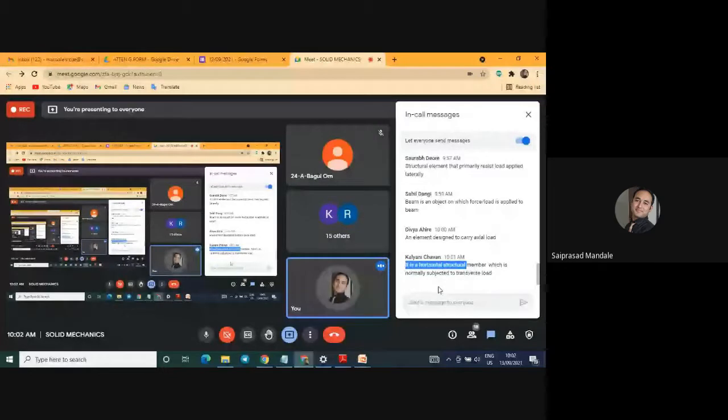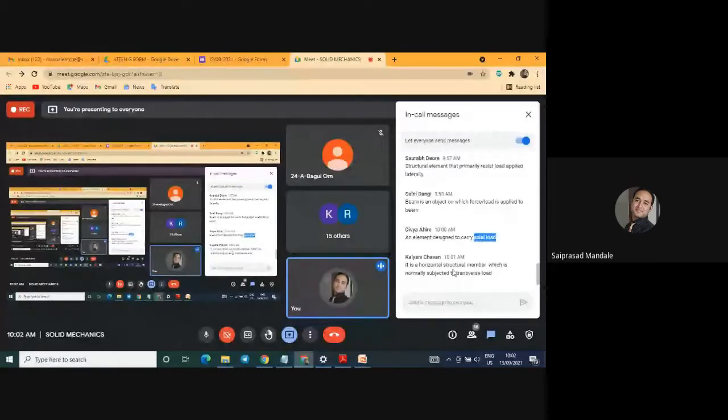Divya has said something like it is an axial load, an element which is used to carry the axial load. Axial load means the load which acts along the axis. But in the case of a beam, the loading is not in the axial direction. It is a transverse loading.